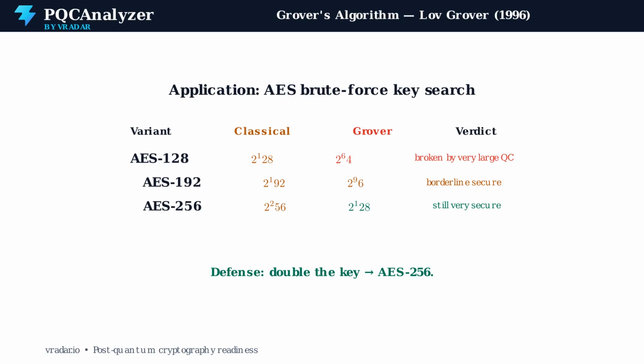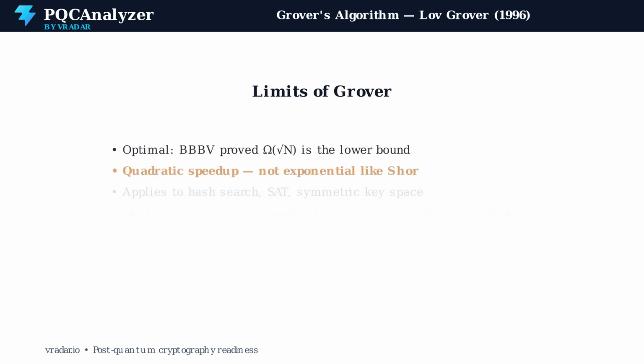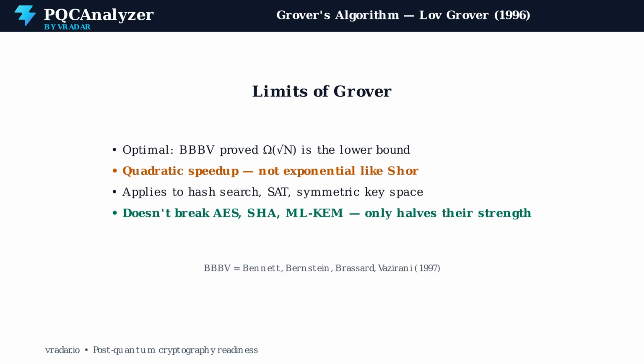Grover is provably optimal. Bennett, Bernstein, Brassard, and Vazirani proved in 1997 that omega root n is the lower bound. No quantum algorithm searches an unstructured space faster than root n. It applies to hash pre-image search, SAT, and symmetric key spaces. But Grover does not break AES, SHA, or ML-KEM, it just halves their effective security.